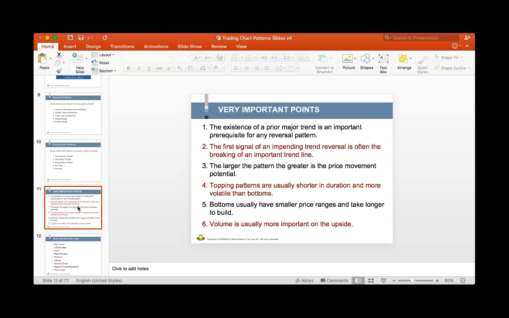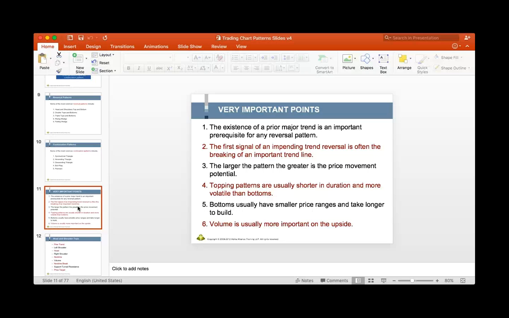Number 4, topping patterns are usually shorter in duration and more volatile. When we talk about the market going down, generally there's a lot of panic. So a topping pattern would usually be quite fast. Within a short period, panic will happen and people will rush out of the market. It's also more volatile. During a market top, there's usually a lot of movement of money from the smart money to the less smart money, so there's a lot of price movement. Candlesticks tend to be longer at a market top, take a shorter time to build and are more volatile.